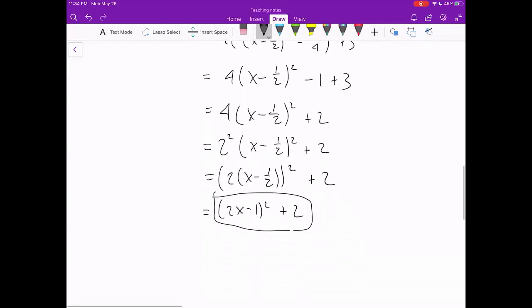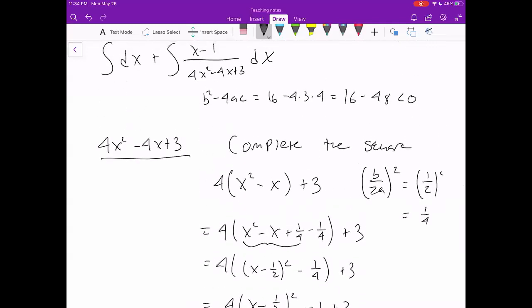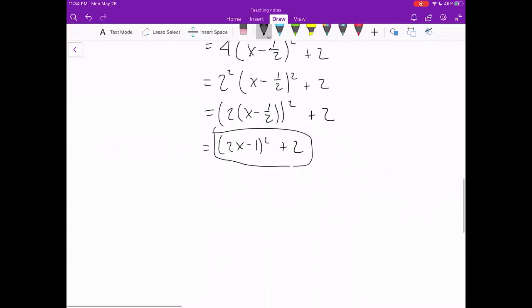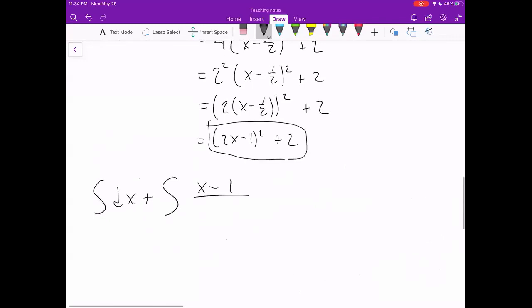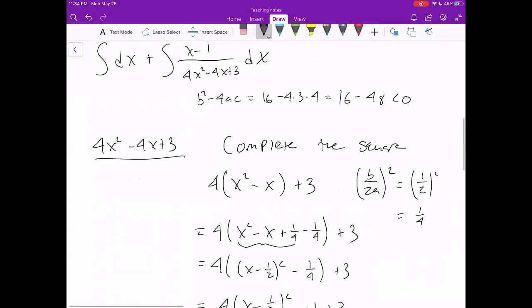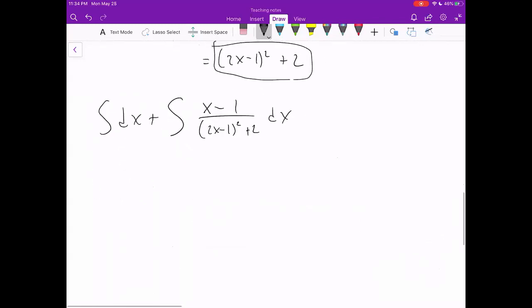So the point of all that was, I had this 4x squared minus 4x plus 3 in the denominator of my integral. I can now write my integrals. I have the integral dx plus the integral of x minus 1. The denominator was that 4x squared minus 4x plus 3, but after completing the square, this is now 2x minus 1 squared plus 2 dx. And how does that help me? Well, let's go ahead and take care of the first integral so I'm not having to write that constantly. This is x minus 1 over 2x minus 1 squared plus 2.